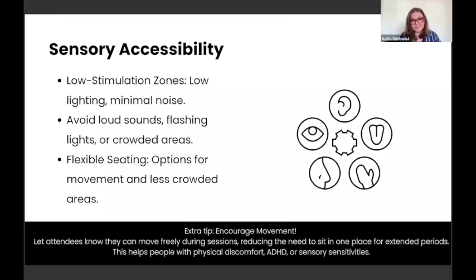As I said, the same extra tip that I mentioned for the physical accessibility, it can benefit many, many people. And maybe some people can choose less crowded spaces if needed.